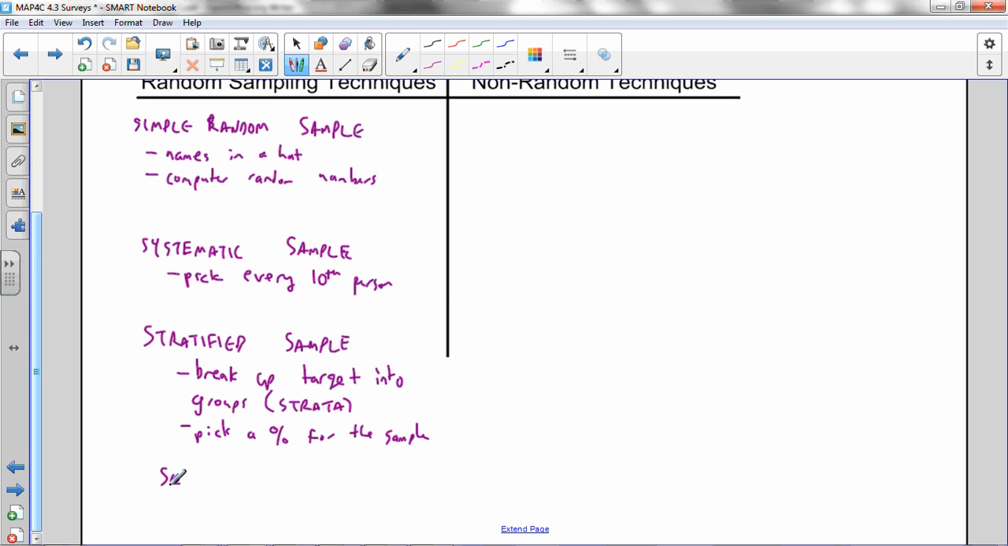The last one is cluster. And a cluster sample is very similar to a stratified sample, but instead of picking a percent for the sample from each strata, what we do is we pick a strata, we pick a group, and survey everybody from that group. We randomly pick a strata and then survey everyone.